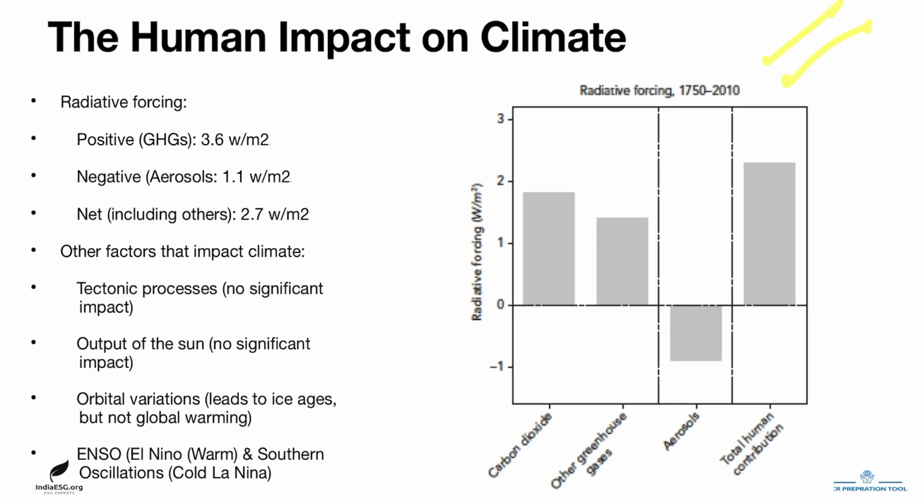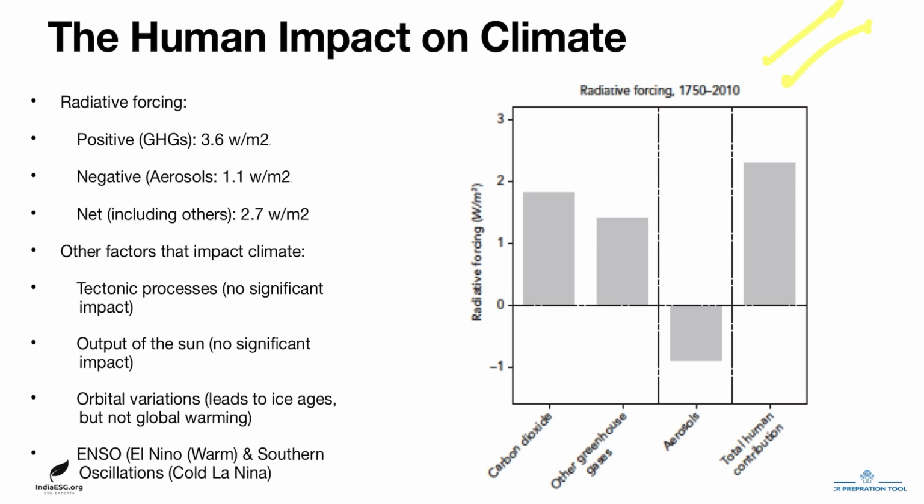In this slide, we are going to see the human impact on climate. So, while analyzing the human impact on climate, we have to see the impact of the last 150 to 200 years of human activity, that is also called anthropogenic changes, on the radiative forcing of Earth.